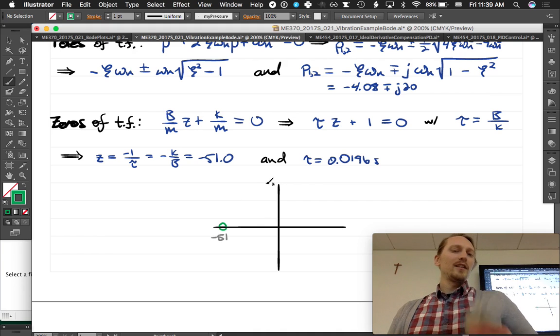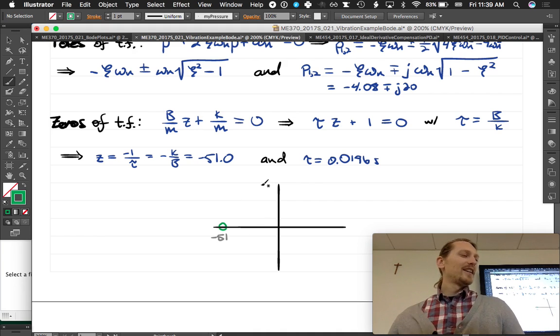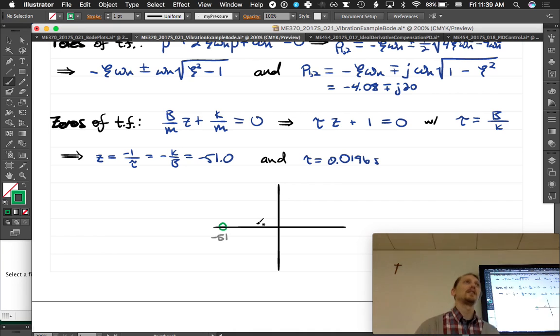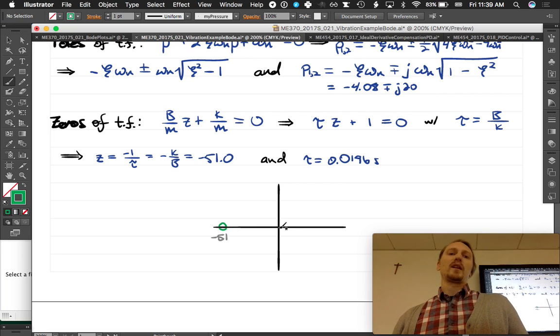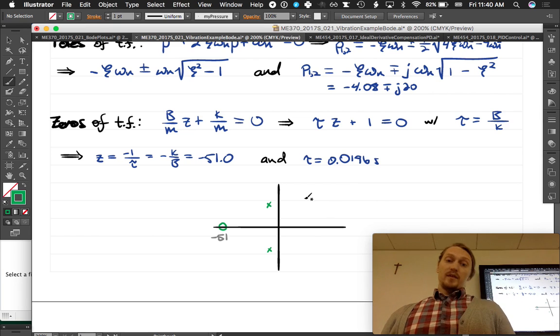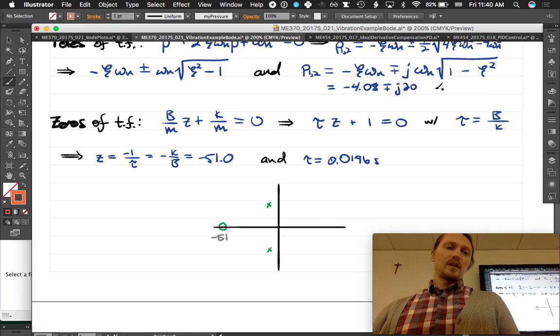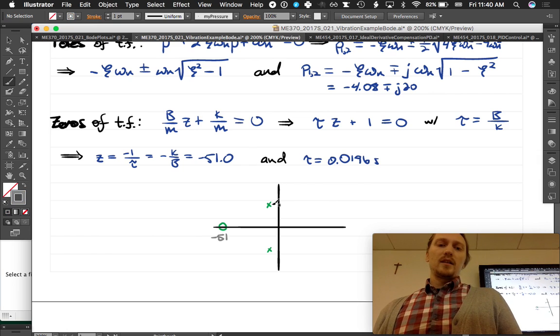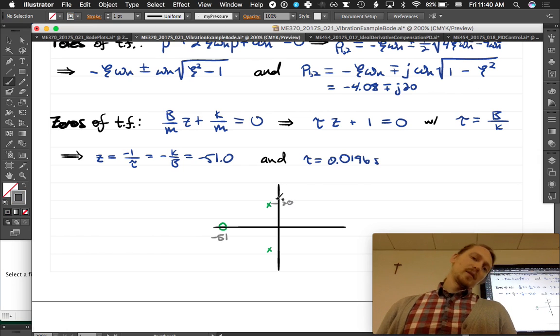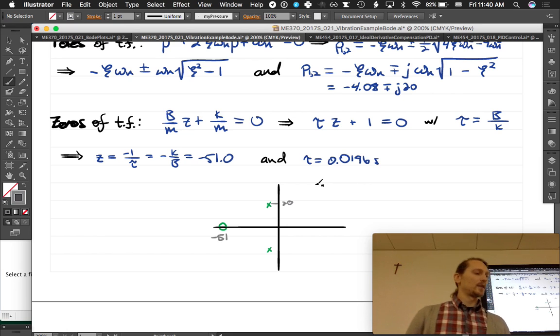And our poles, where are the poles going to be? It's going to be shifted over to negative something, and then it's going to be up 20 and then down. I don't know exactly where, but somewhere like here, right? A pole here and a pole here. So I might label this as being 20 or something. All right, that's our pole-zero plot.